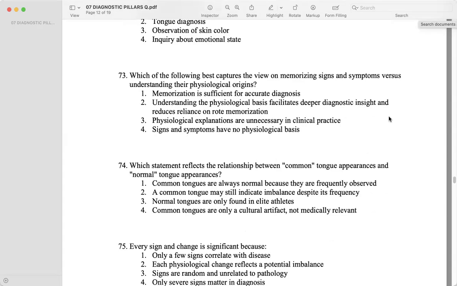We will teach all the patients how to look at their tongue so that the next time they look for an acupuncturist, they should only choose those who know how to read their tongue, okay? Which of the following best captures the view on memorizing signs and symptoms versus understanding their physiological origins? Understanding the physiological basis facilitates deeper diagnostic insight and reduces reliance on rote memorization. So it's really understanding, correct?